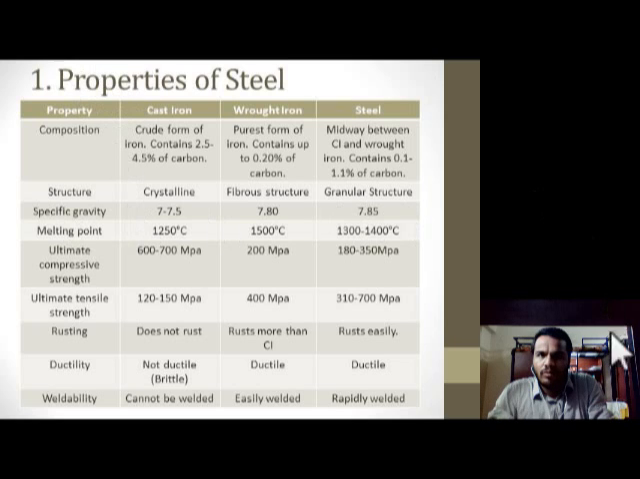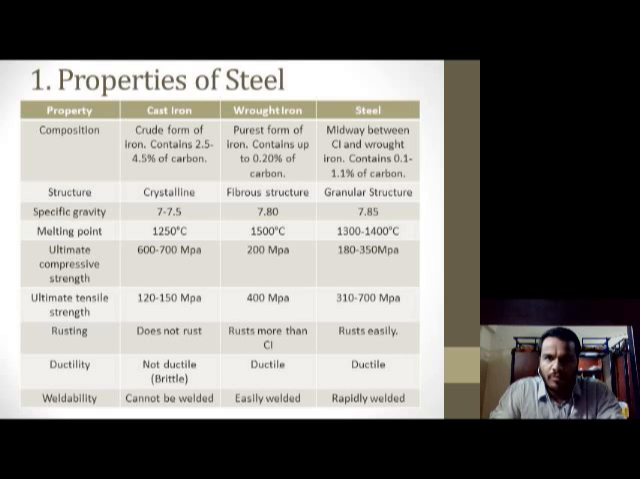Firstly, the composition. Cast iron is a crude form of iron which contains about 2.5 to 4% of carbon, and wrought iron is the purest form of iron, containing only about 0.2% of carbon. Coming to the steel which we use, it is midway between cast iron and wrought iron, and it contains about 0.1 to 1.1% of carbon. And coming to the structure, cast iron is crystalline, wrought iron is fibrous in nature, and steel is granular in structure.